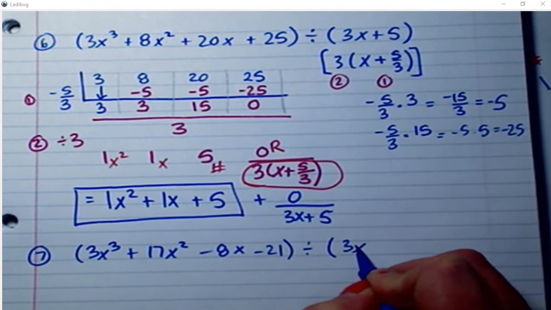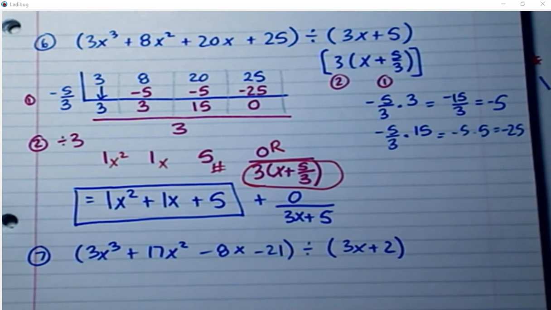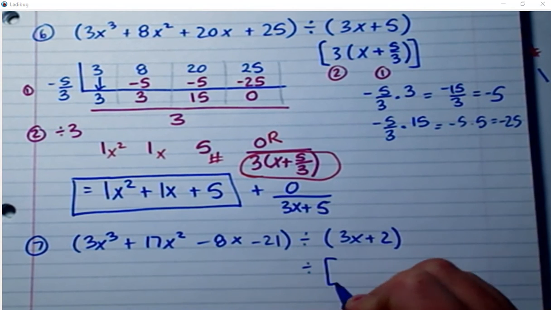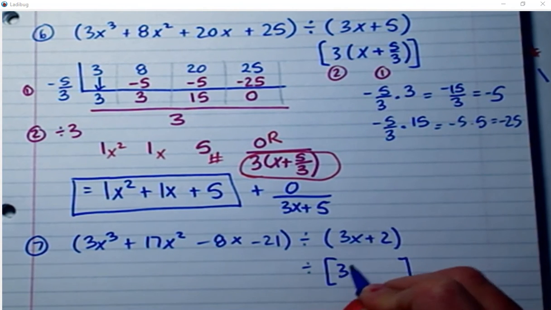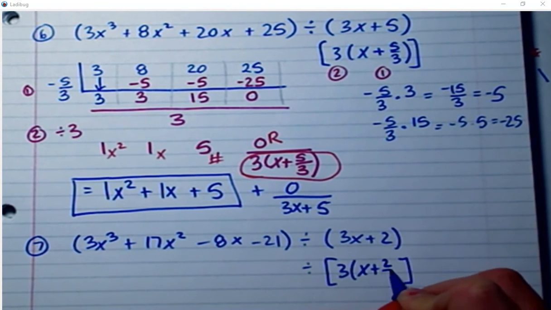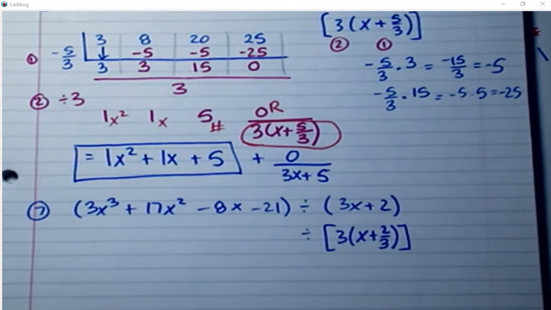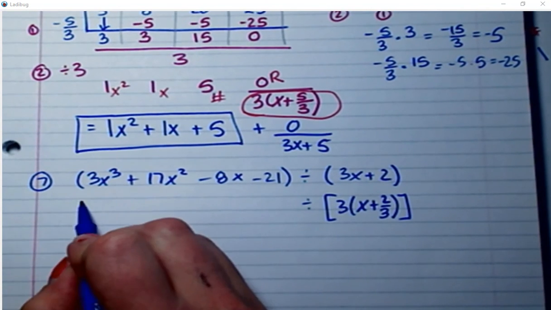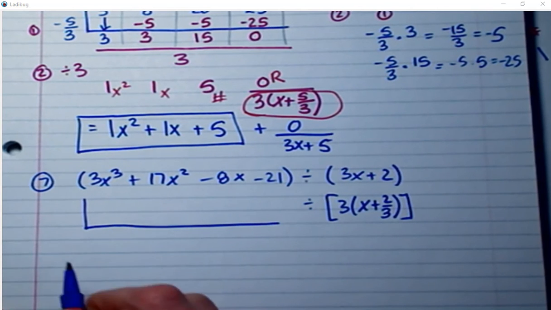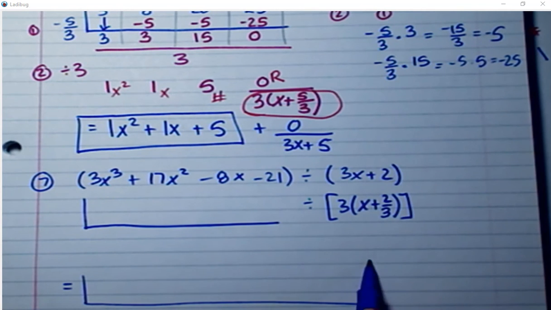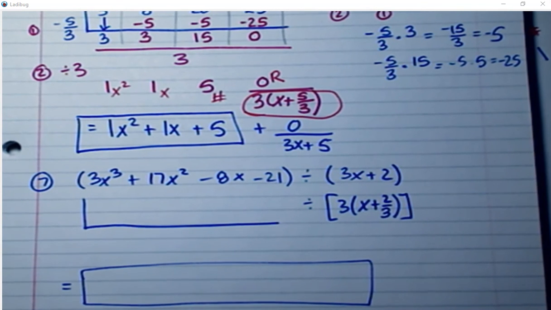Divided by 3x plus 2. All right, 2 steps. You have to turn this into 2 things you have to divide by. Figure out what you get.